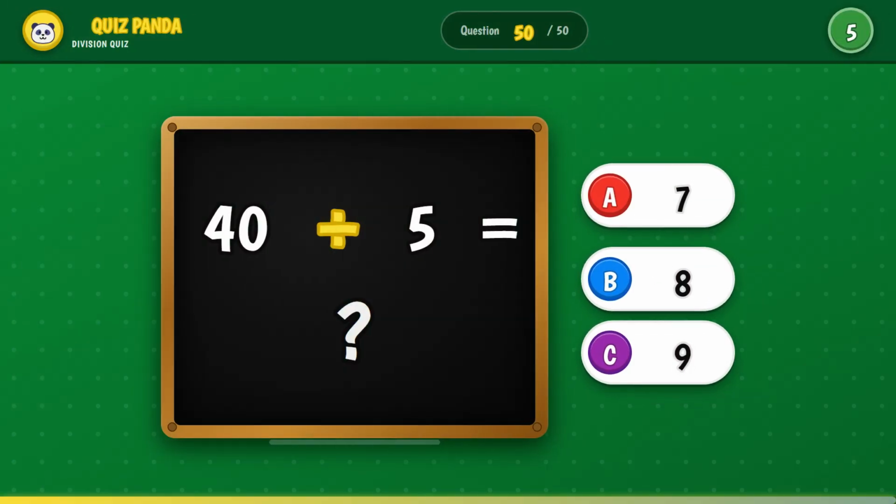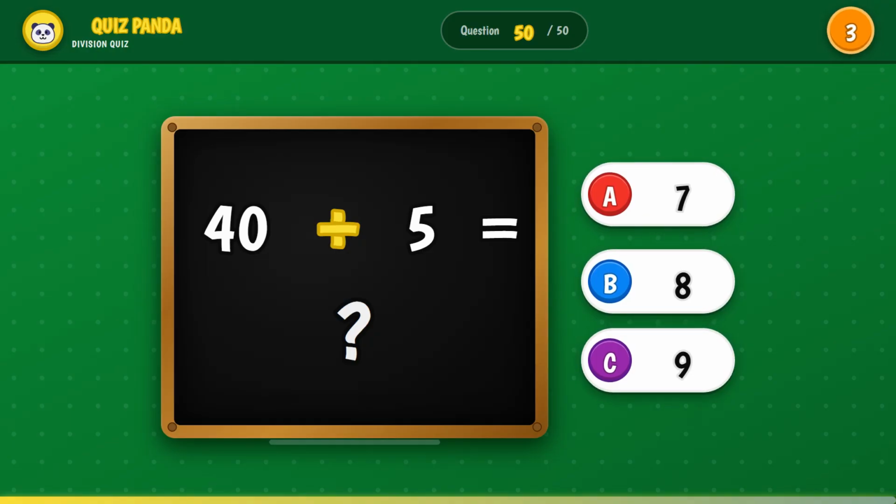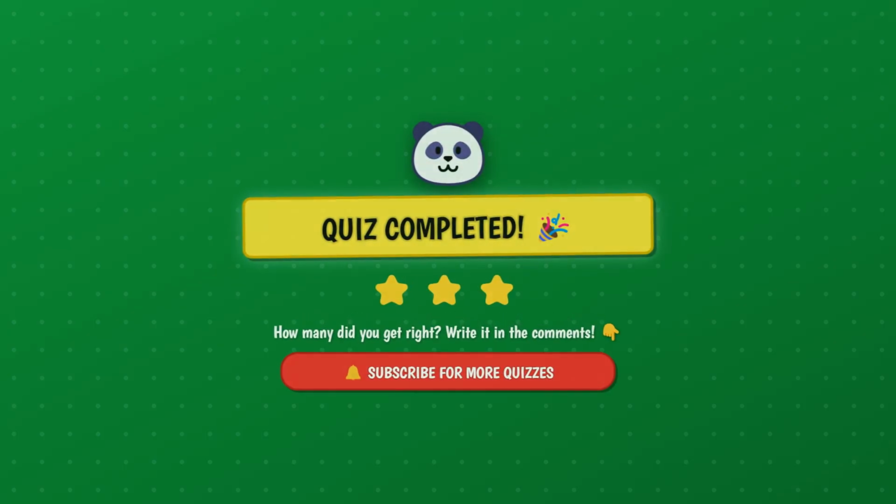Number 50. 40 divided by 5 equals? The correct answer is B, 8. Congratulations. You finished all 50 questions.